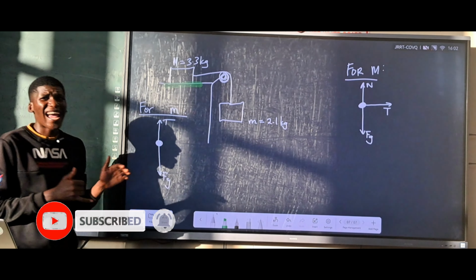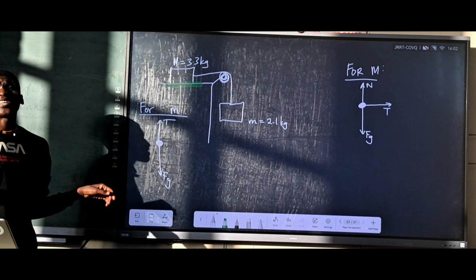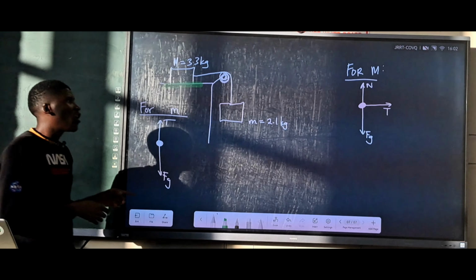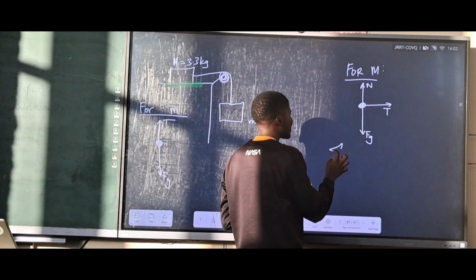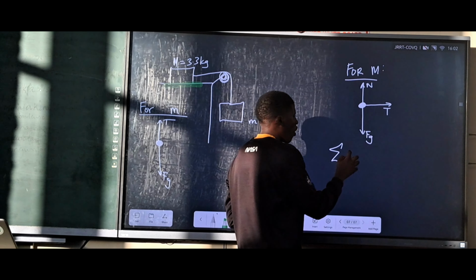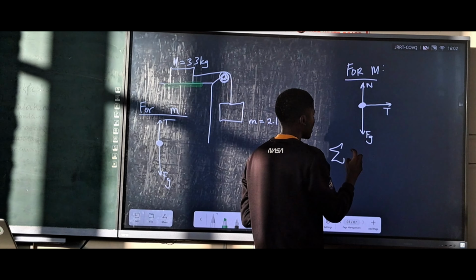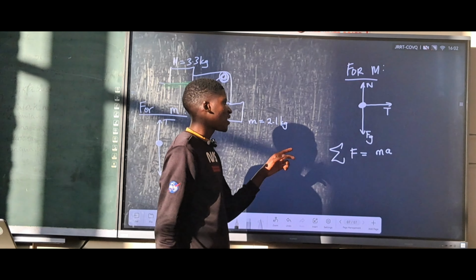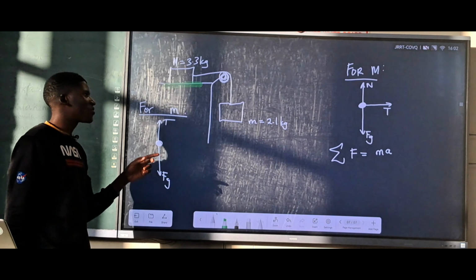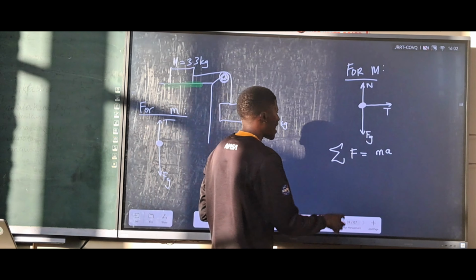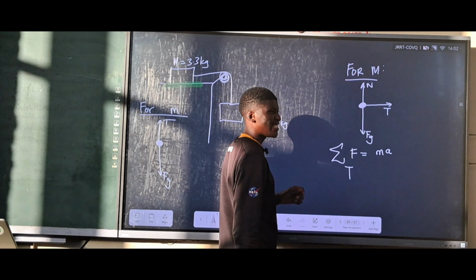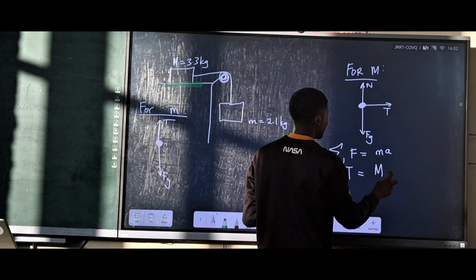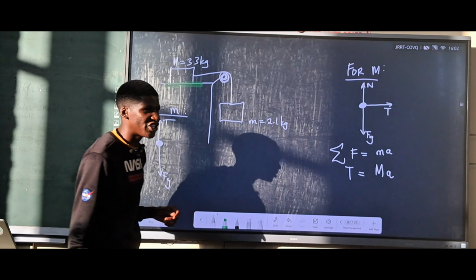You first do a free body diagram. Then you write the equations of motion. You are dealing with Newton's second law. So for block M, we're going to say the sum of the forces is equal to mass times acceleration. Here, it's only tension, which is equal to capital letter M times the acceleration.